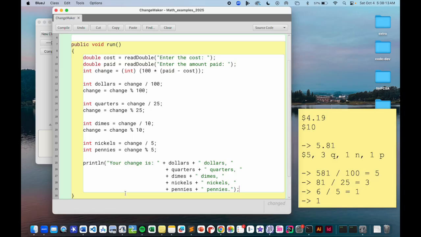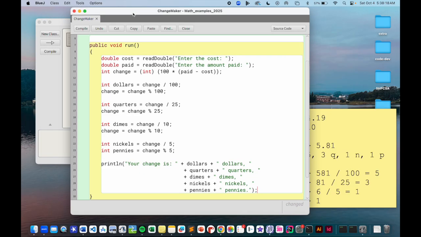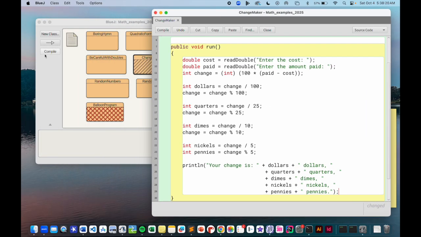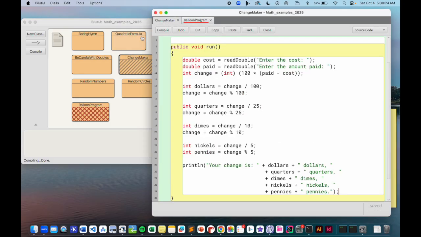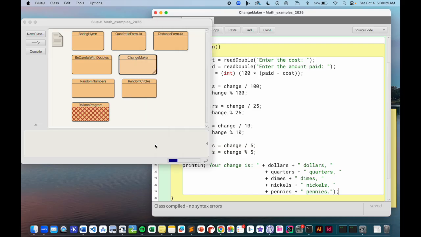Whew. All right. And I think this should be a working ChangeMaker program. Let's go ahead and try to run this. So I'm going to compile. Oh, I compiled the whole project. Let's just compile ChangeMaker because right now the balloon program is going to get a little mad at us. And let's run ChangeMaker.